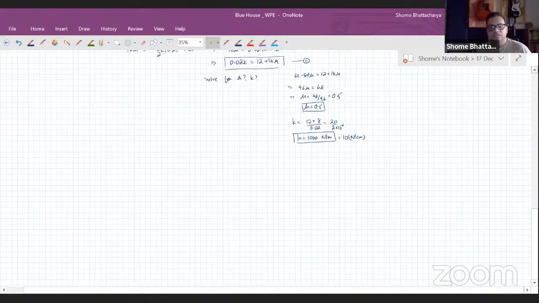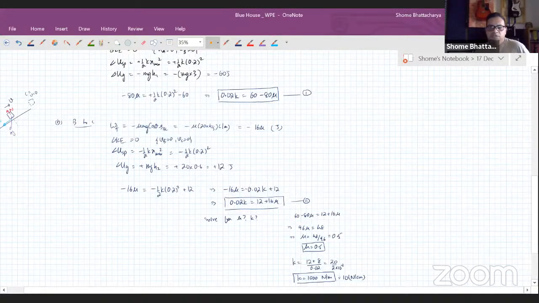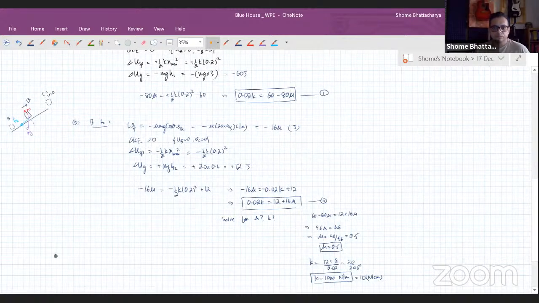So this is a very important example to understand the application of work energy theorem in any situation where you have a spring involved, where you have gravity involved, and you have kinetic friction involved. So please keep this example noted down as a standard way to understand application of work energy theorem for any system where we are dealing with these kinds of things.